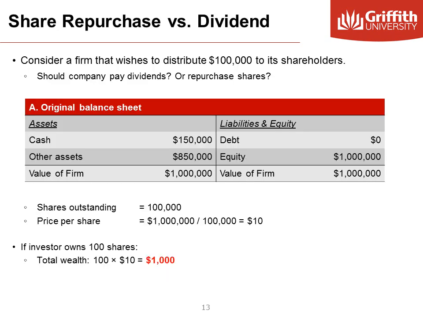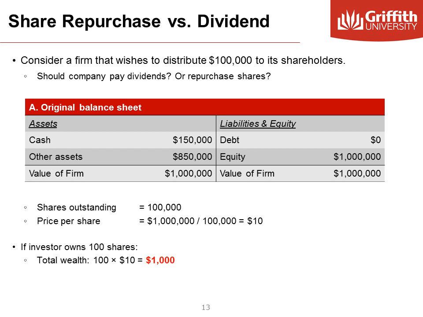Let's look at an example to see that from an investor's point of view, like with the share splits, the wealth is unchanged irrespective of what form the dividend takes. We have this firm that has $100,000 to pay to the shareholders. This is the current balance sheet. The assets on the left-hand side must equal the liabilities and equities on the right-hand side. The number of shares outstanding is 100,000 shares at $10 each, which makes the total value of the firm $1 million.